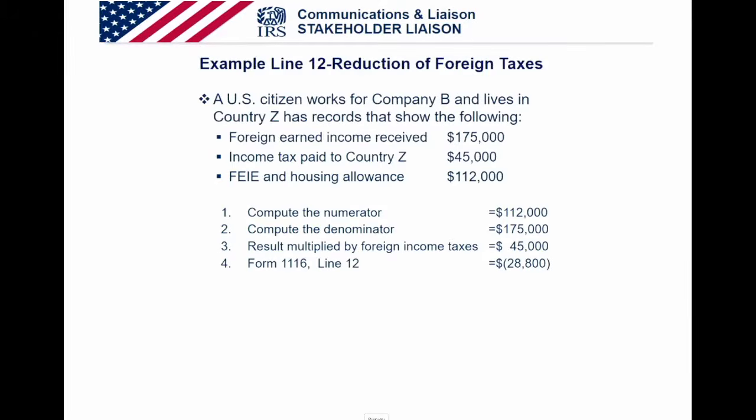And now we're going to take a look at an example. So in this example, we have a U.S. citizen who works for company B and lives in country Z. Here are the facts.